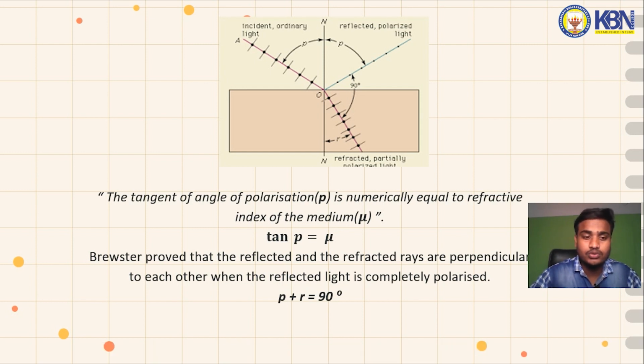Brewster's Law also proved that the reflected and the refracted rays are perpendicular to each other when the reflected ray is completely polarized. For a particular angle of incidence, the reflected ray will be completely polarized. In that case, the reflected ray and the refracted ray will be perpendicular to each other. This was also concluded by Brewster.